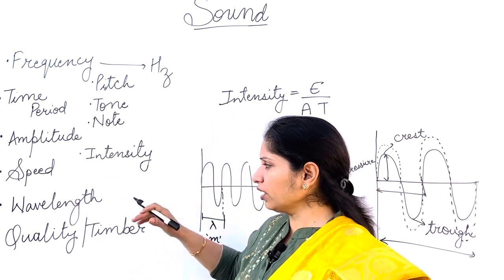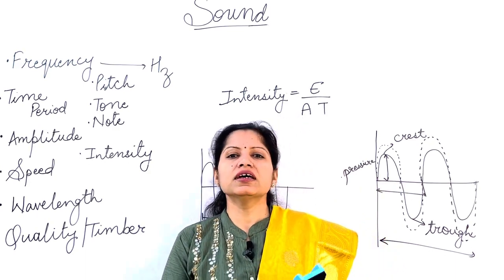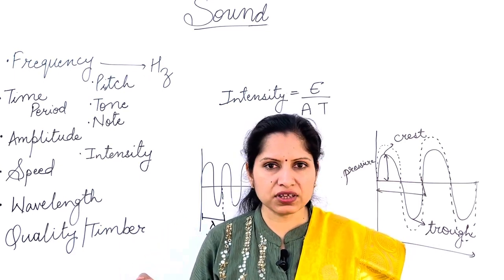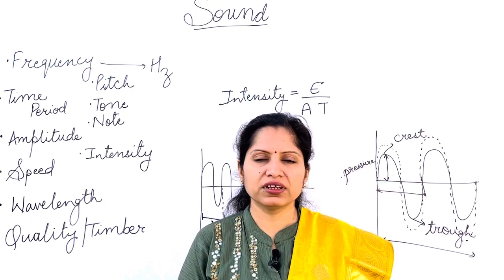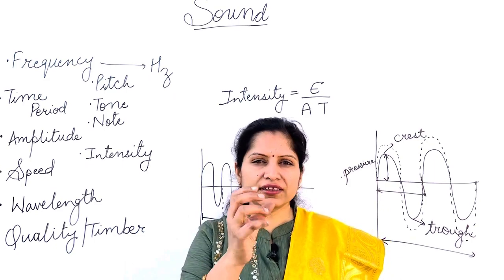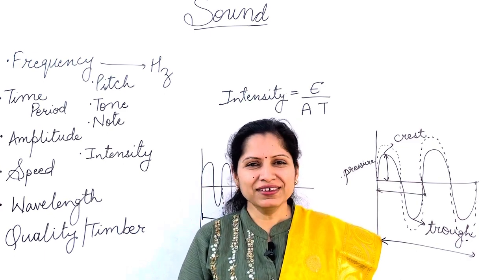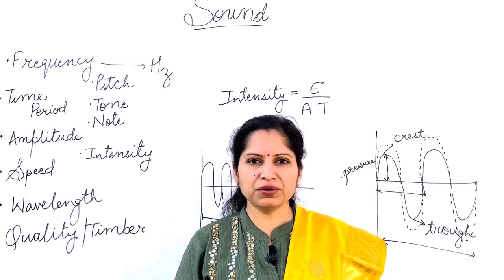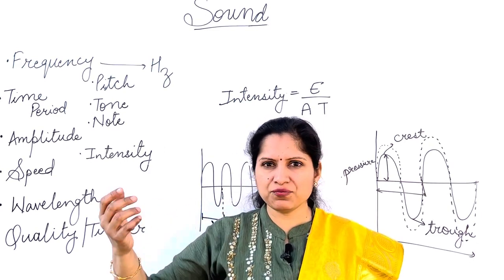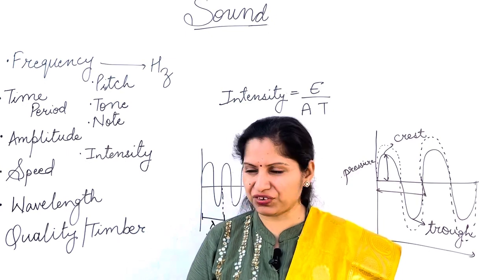Now we talk about quality or timbre of sound. If two persons are speaking with the same loudness and the same frequency, then also the quality of their sound is different. For example, the quality of sound of Lata Mangeshkar is different from that of Asha Bhosle and very different from that of mine. So the quality or timbre of the sound depends from person to person. It doesn't depend on the frequency. Two sounds could have the same frequency and same loudness, but still the timbre of the sound is different.